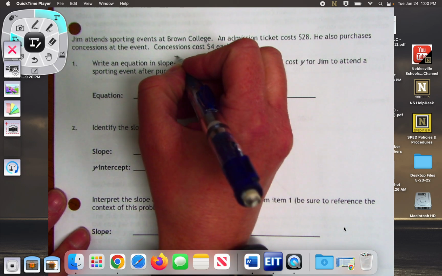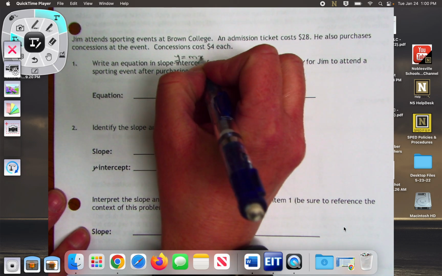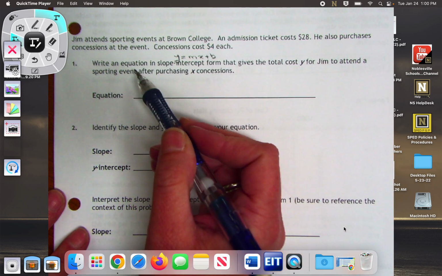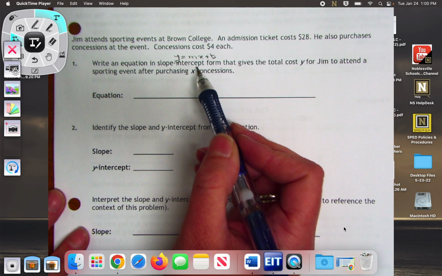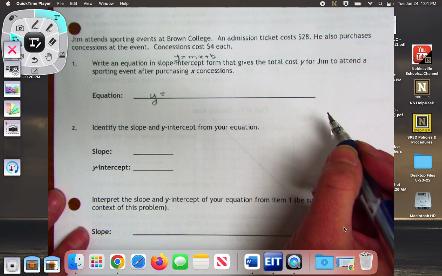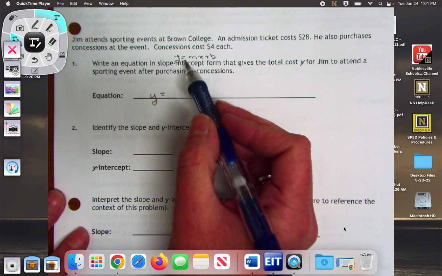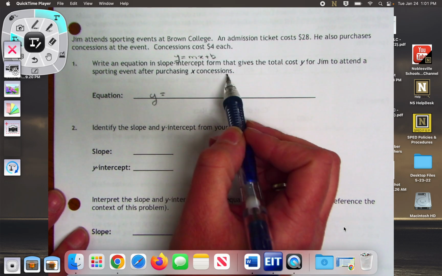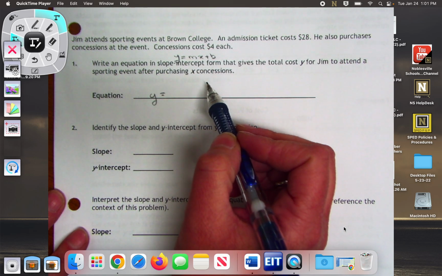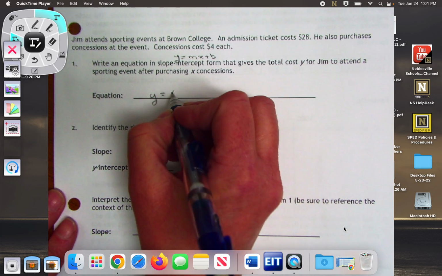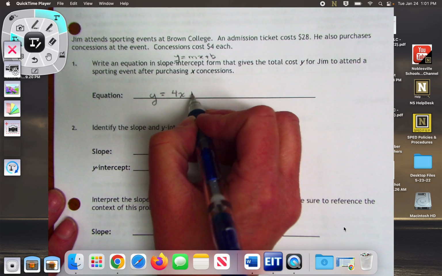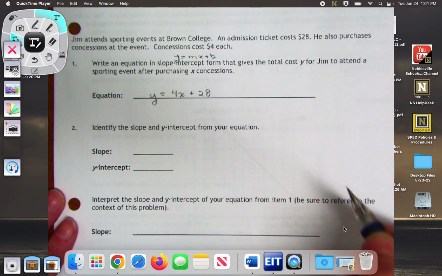Let's remind ourselves that's y equals mx plus b. That gives the total cost y for him to attend a sporting event after purchasing a certain amount of concessions. So we're going to say y equals, and we know it's $4 per concession. Okay, these concessions can be repeating, meaning maybe he buys more than one thing, right? Who buys a hot dog and doesn't get a soda? So we're going to say 4x, because this is repeating. We've done this before. And then it's going to cost him a one-time fee of $28.